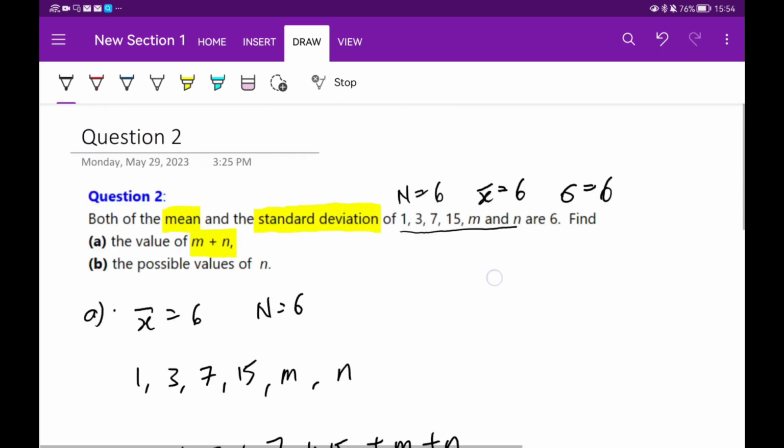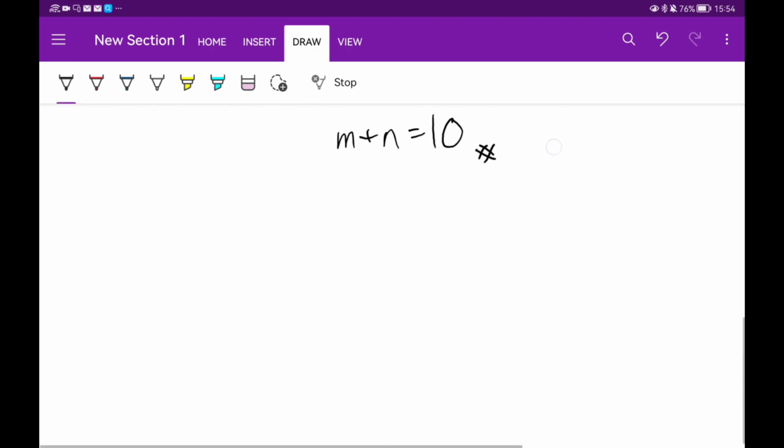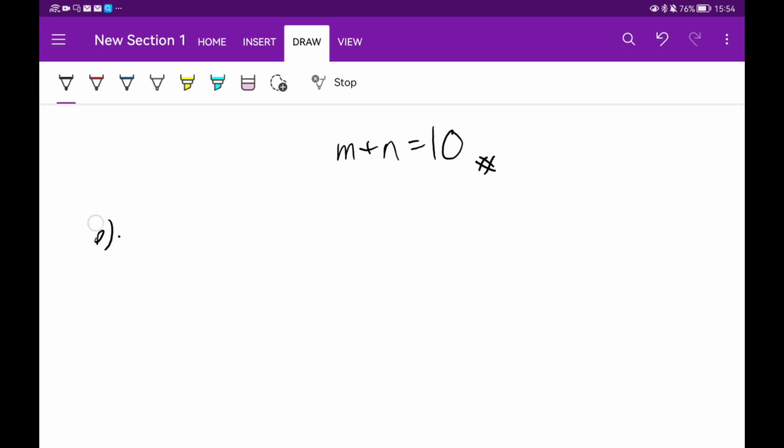Now we look at question B. Find the possible values of n. We have the standard deviation of 6. If the standard deviation is 6, we also know that the variance is the standard deviation squared, which is 36. You just square the standard deviation and you will get the variance.